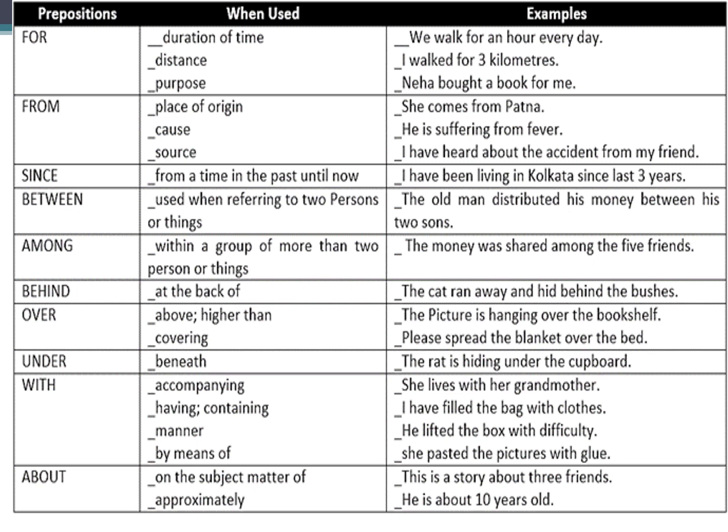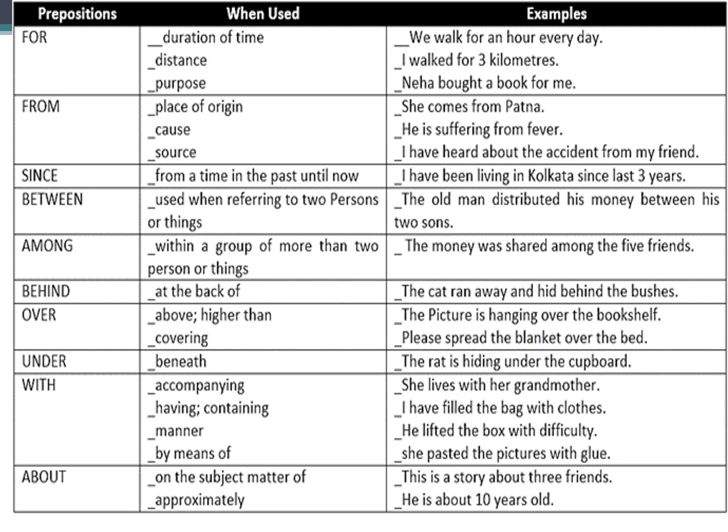Next, for. We can use for before duration of time. For example, we walk for an hour every day. Distance: I walked for 3 kilometers. Purpose: Neha bought a book for me. From, place of origin, cause, source. For example, she comes from Patna. He is suffering from fever. I have heard about the accident from my friend.